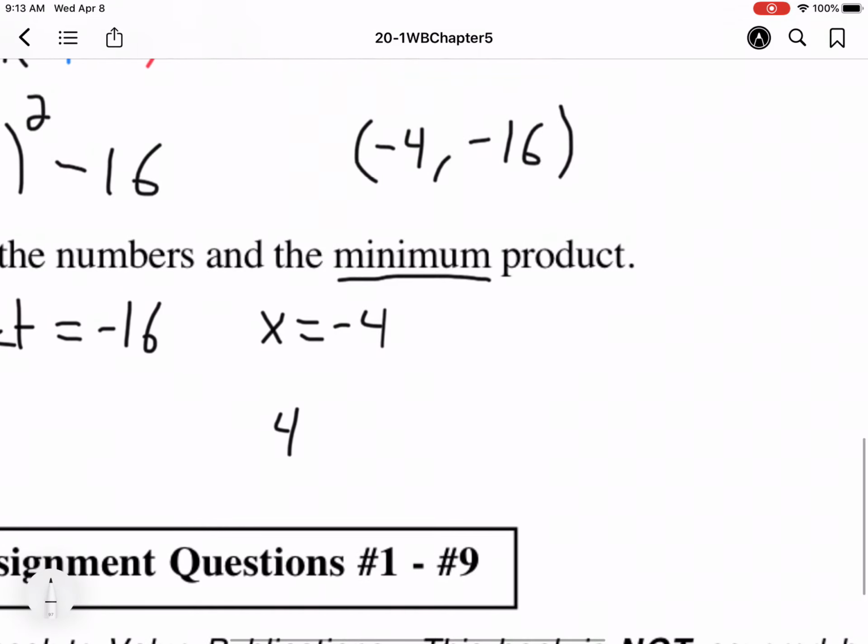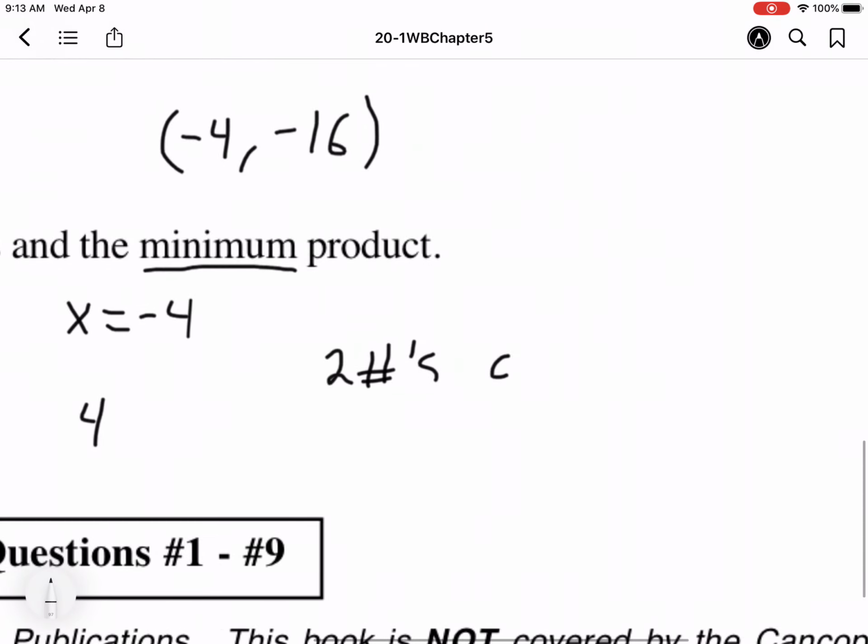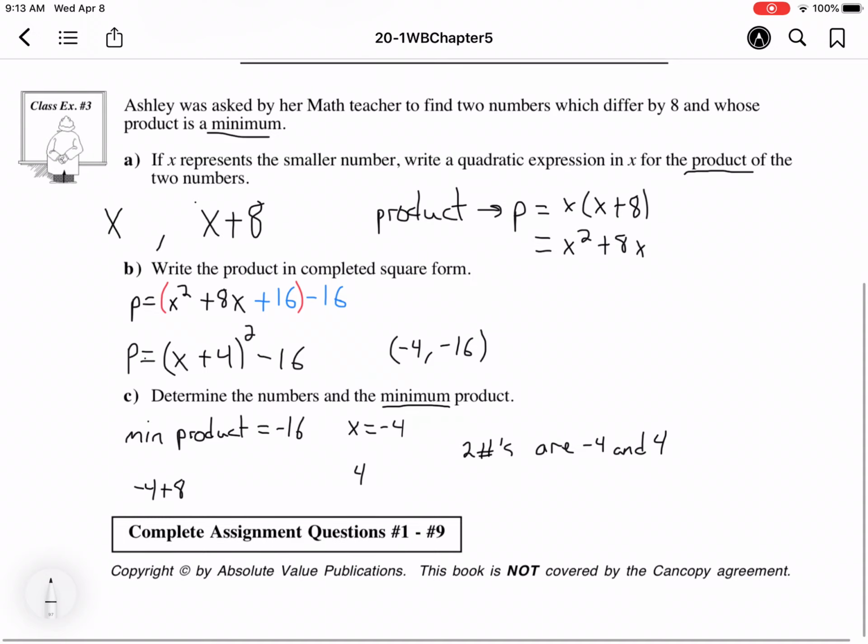So the two numbers are -4 and 4, right? So again, we have to double check that. Ashley was asked by her math teacher to find two numbers which differ by 8 and whose product is a minimum. Okay, so -4 and 4, do they differ by 8? And the answer is yes. Do they have a product that's a minimum?